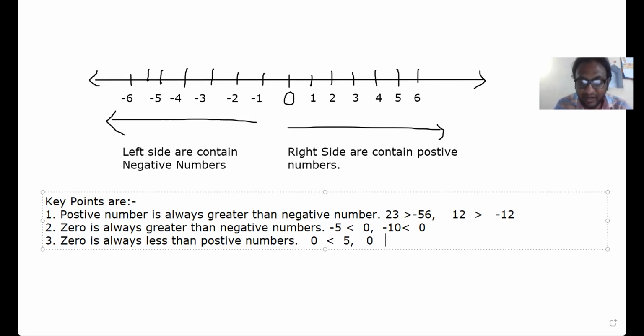Similarly, suppose the two numbers are 5 and 12. Which number is greater? There's no problem in this. 12 is the greater number. So this is how we have to understand things.